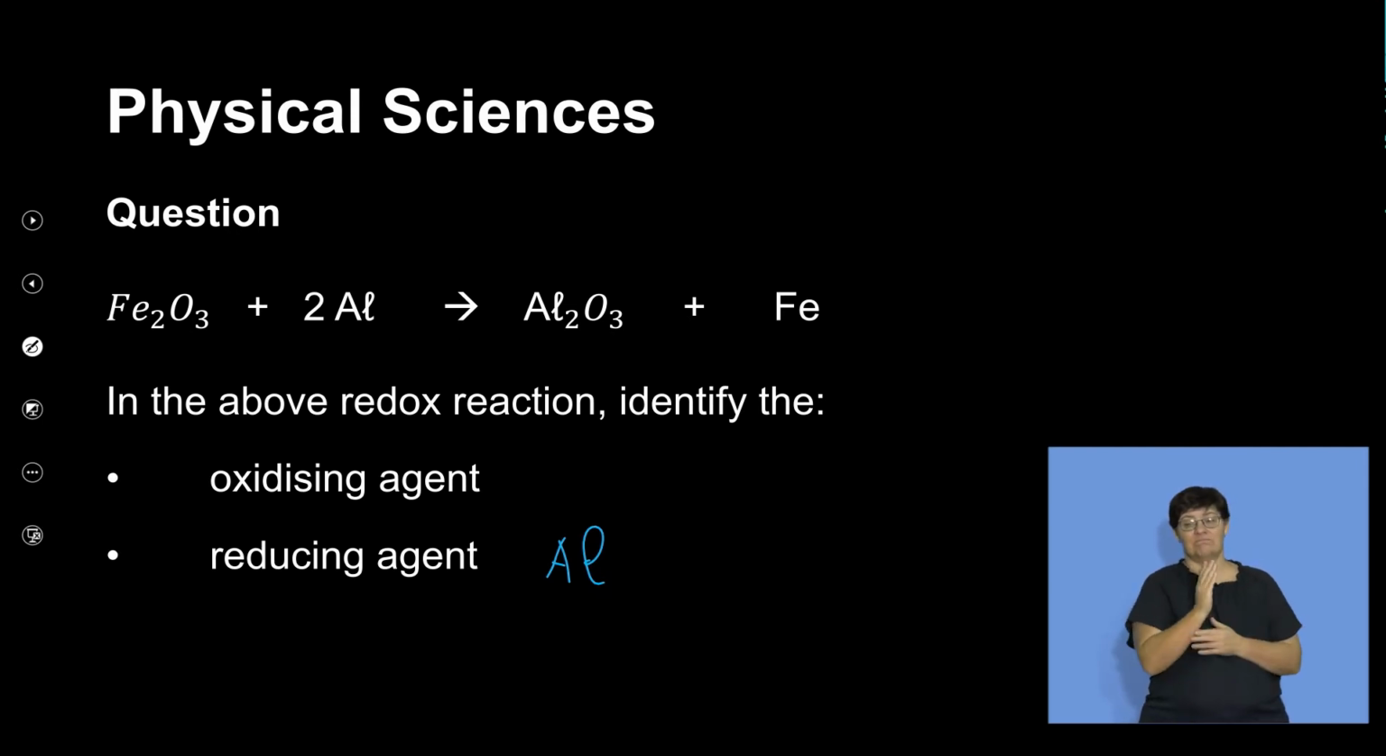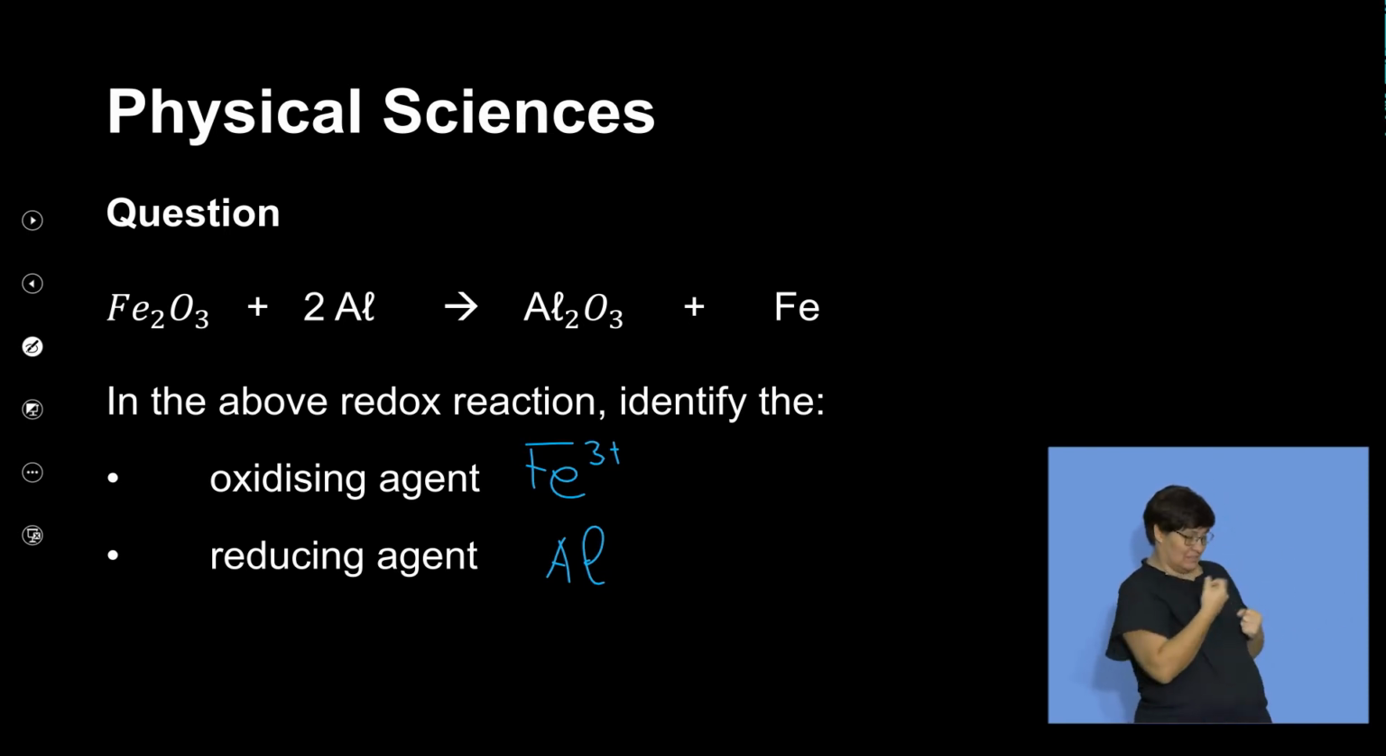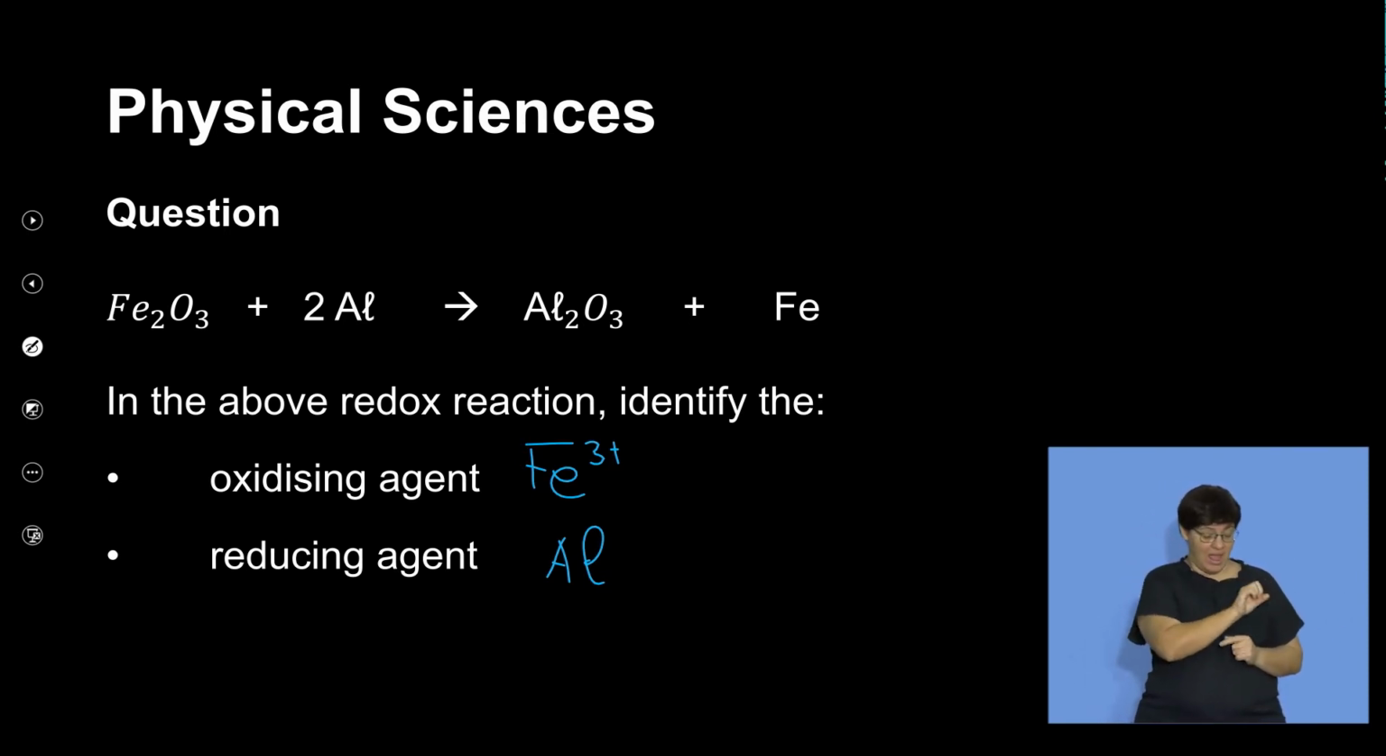And then an oxidizing agent undergoes reduction. So what is reduced is actually the iron 3 plus ions, so be careful of that. These are the formulae of the reducing agent and the oxidizing agent. Aluminium is the reducing agent because it loses electrons. Iron 3 ions are the oxidizing agent because they gain electrons. So that's very, very important as well.